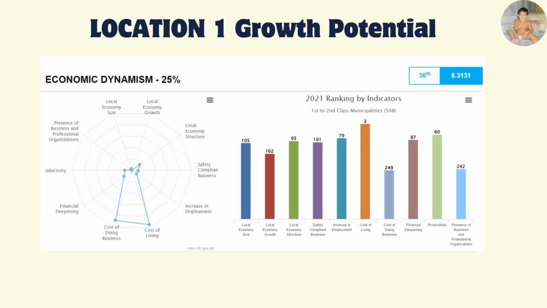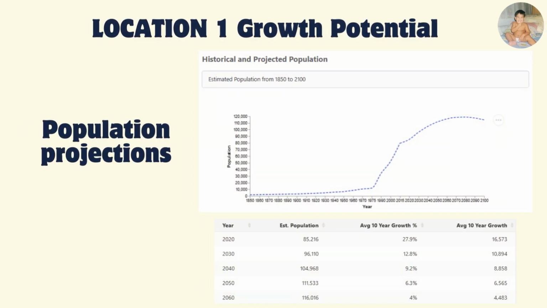The data shows that economic dynamism of location number 1 is ranked 36th among the 508 municipalities. The top three includes cost of doing business, presence of business and professional organizations, and local economic growth. This is the projected population as seen in the table below the graph.